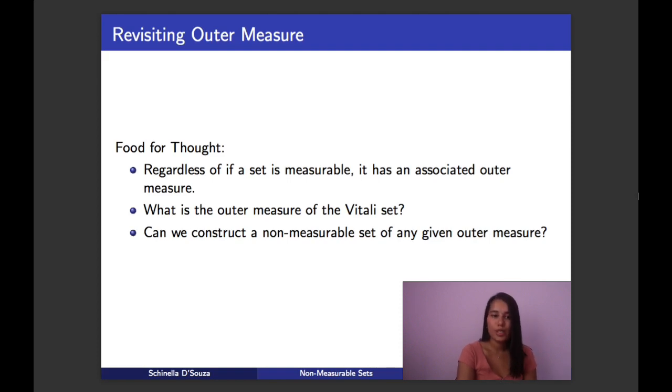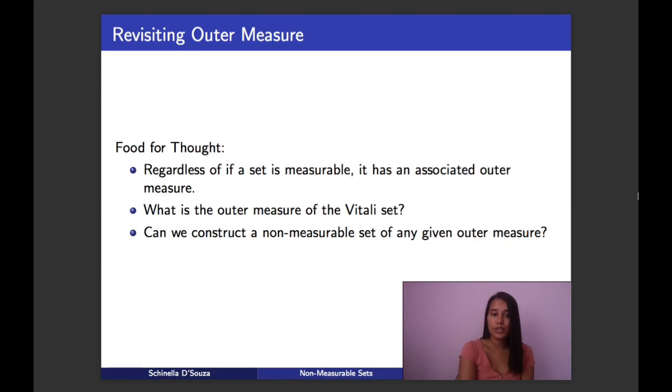As mentioned before, every set has an outer measure. So what is the outer measure of the Vitali set we constructed? Well, it can't be 0 or it would be measurable, and it can't be 1 because then its complement would be measurable. It must be between 0 and 1 because we were working with the closed interval [0, 1], but there is not enough information to determine what it is.